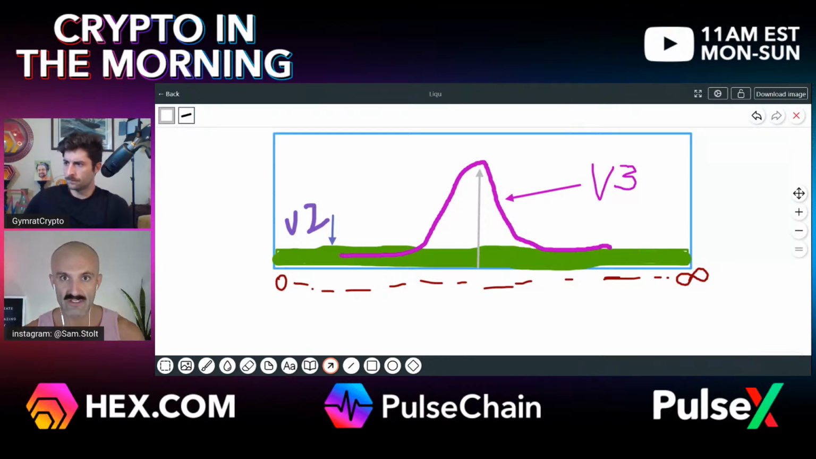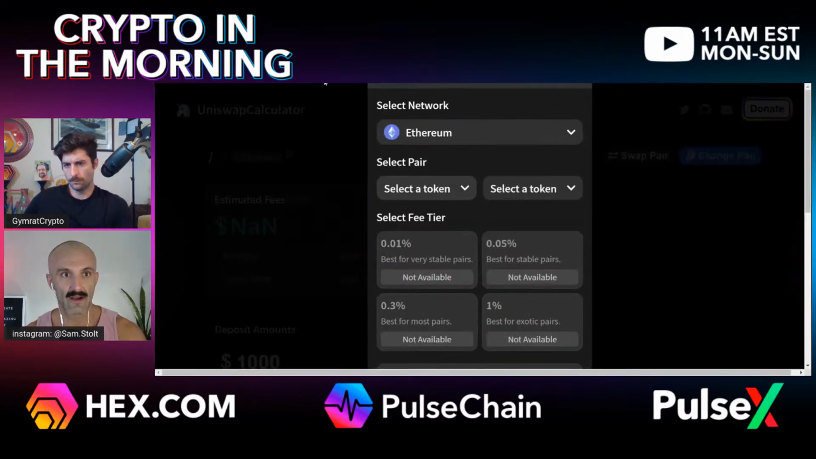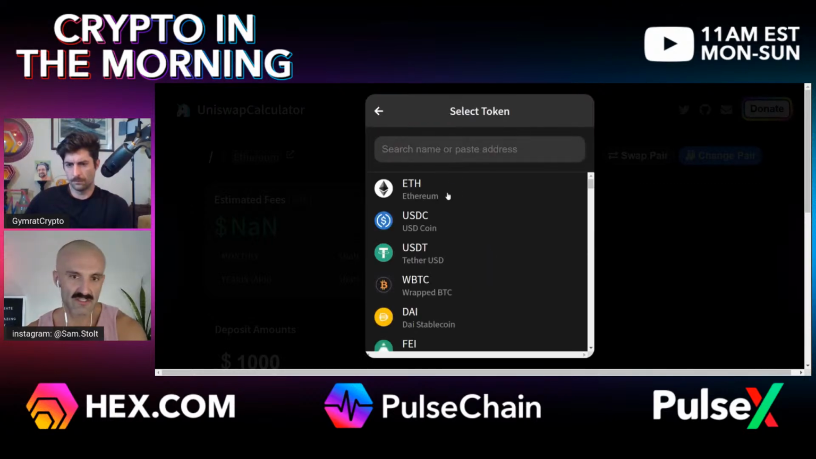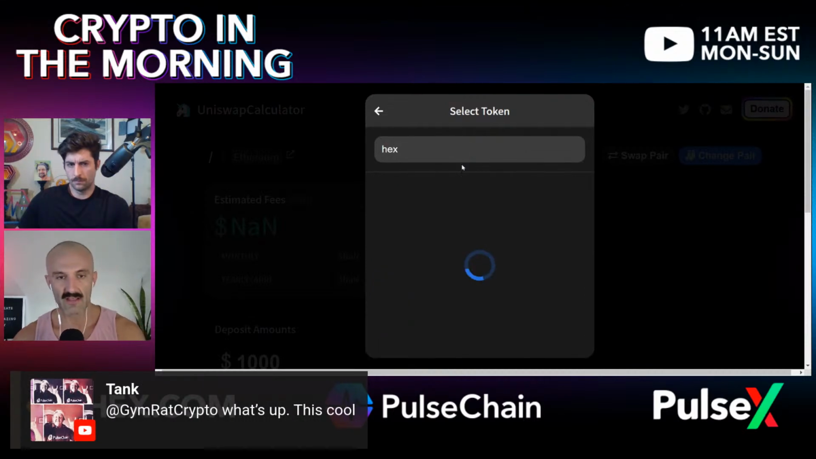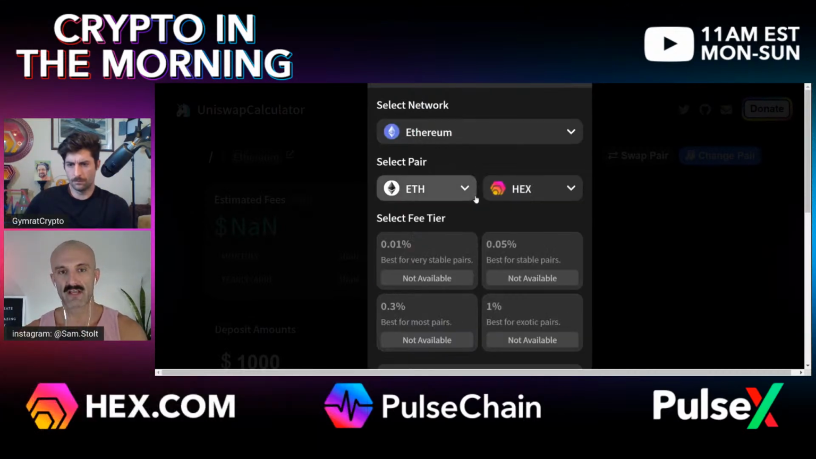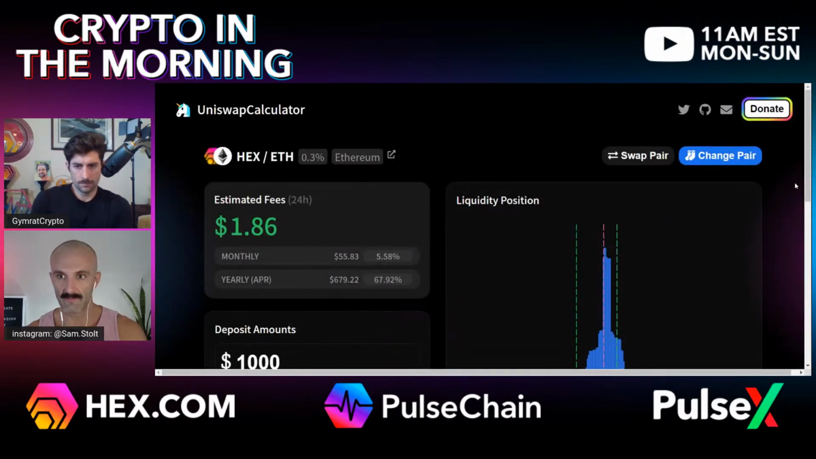And I want to show you an example because people may not believe this. So we're going to pull up uniswap.fish. This is the calculator for, say, earning fees. Let's just pick a pair that we might know of, say something like ETH and Hex, right? Let's see if this idea that Sam has is plausible in real life. Let's look at the distribution of liquidity.